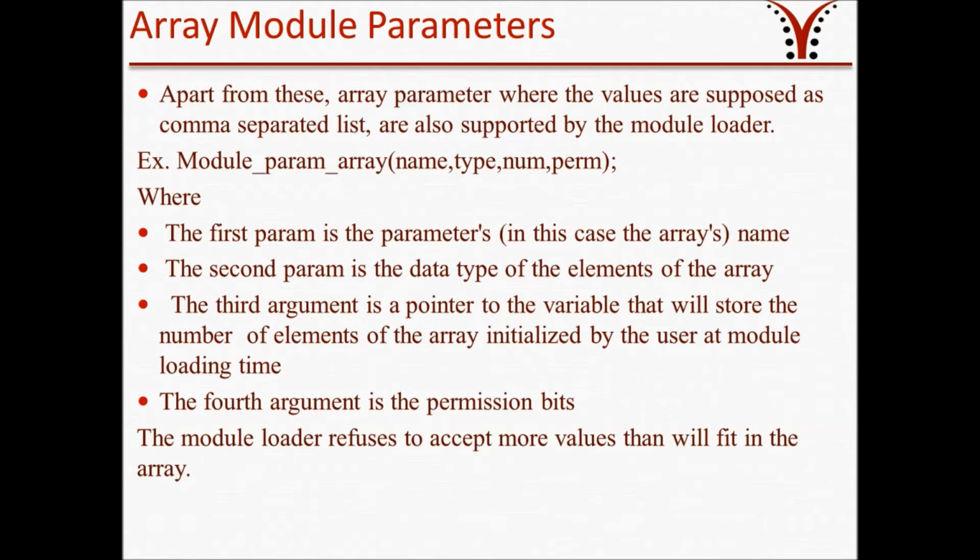The fourth argument is the permission bits. The module loader refuses to accept more values than will fit in the array. So make sure not to pass more values while using these array module parameters.